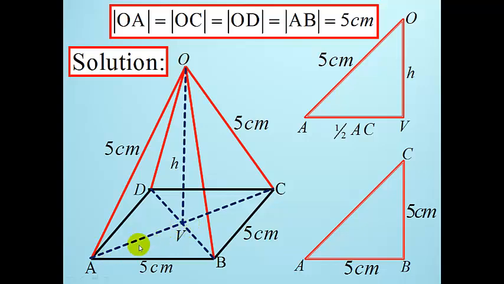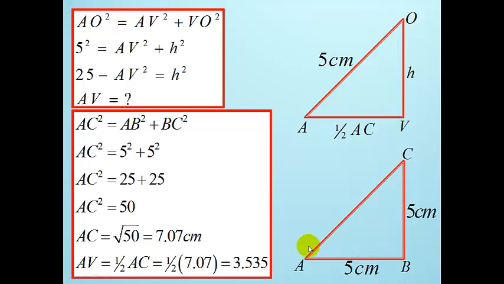How do we calculate the distance AC? It means we have to consider another triangle, triangle ABC. Considering triangle ABC, we know that AB is 5 centimeters and BC is also 5 centimeters. Now let's find AC. After finding AC, we divide it by 2 and we know the distance from A to V. So we proceed. Triangle ABC is a right angle triangle with a 90 degrees angle at B. So from the Pythagoras theorem, AC square will be equal to AB square plus BC square.